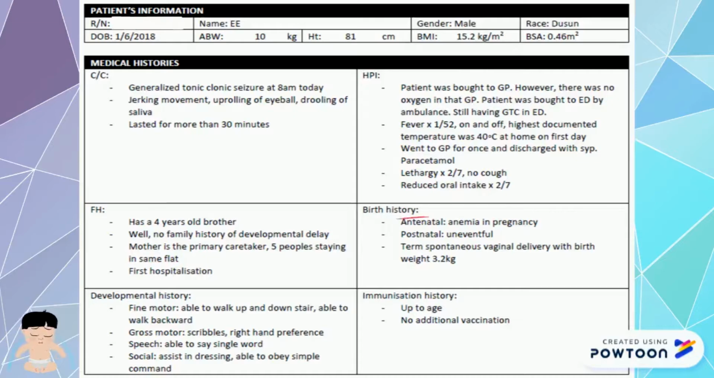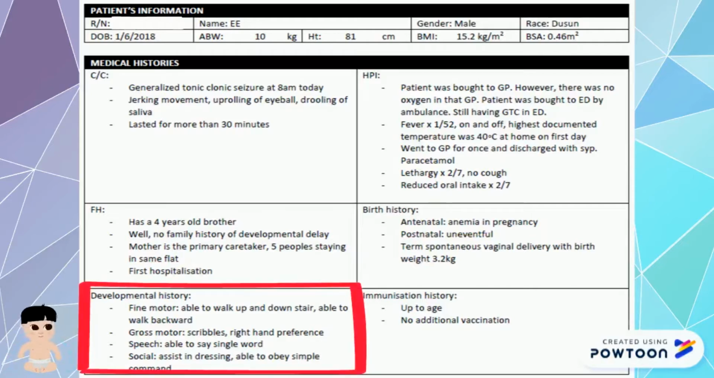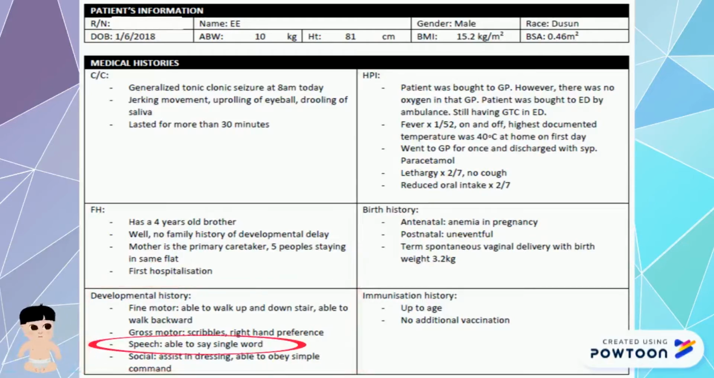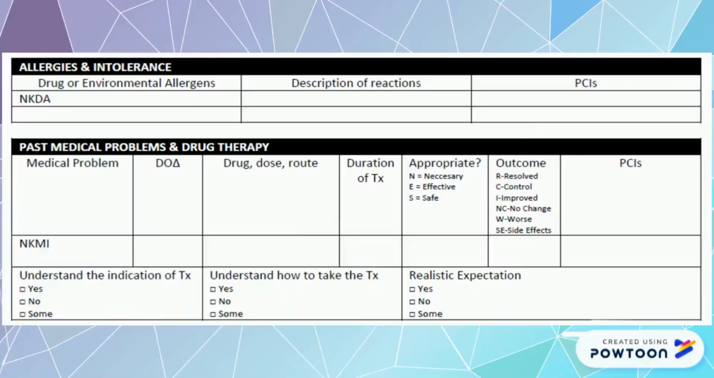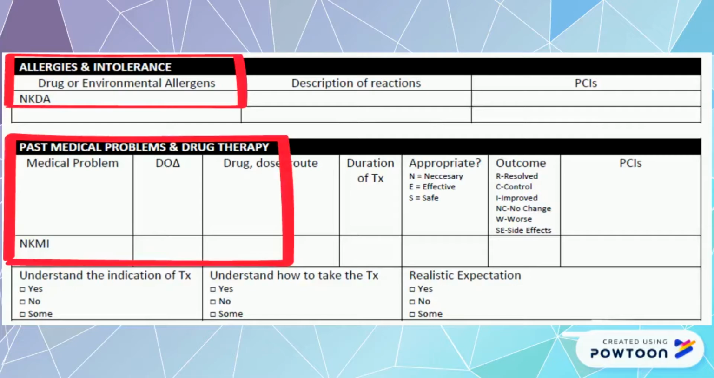His mom had anemia during her antenatal pregnancy, but he was born in term with normal birth weight. He had good developmental history on other aspects except for his speech ability, which was not on par with his age. His immunization is up to age with no additional vaccination. He had no past allergies and past medical problems.